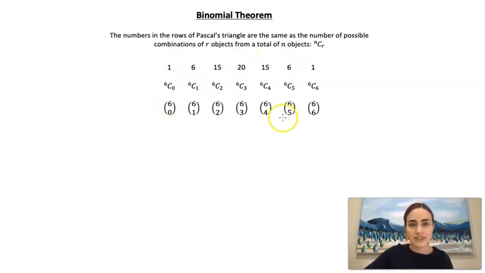What I've written just underneath is that same row, but in the other notation we have for our combinations. Just off to the side here, I've written a reminder of what these mean. Those two notations are exactly the same. To figure those out without a calculator, we'd be doing n factorial over r factorial times (n minus r) factorial.